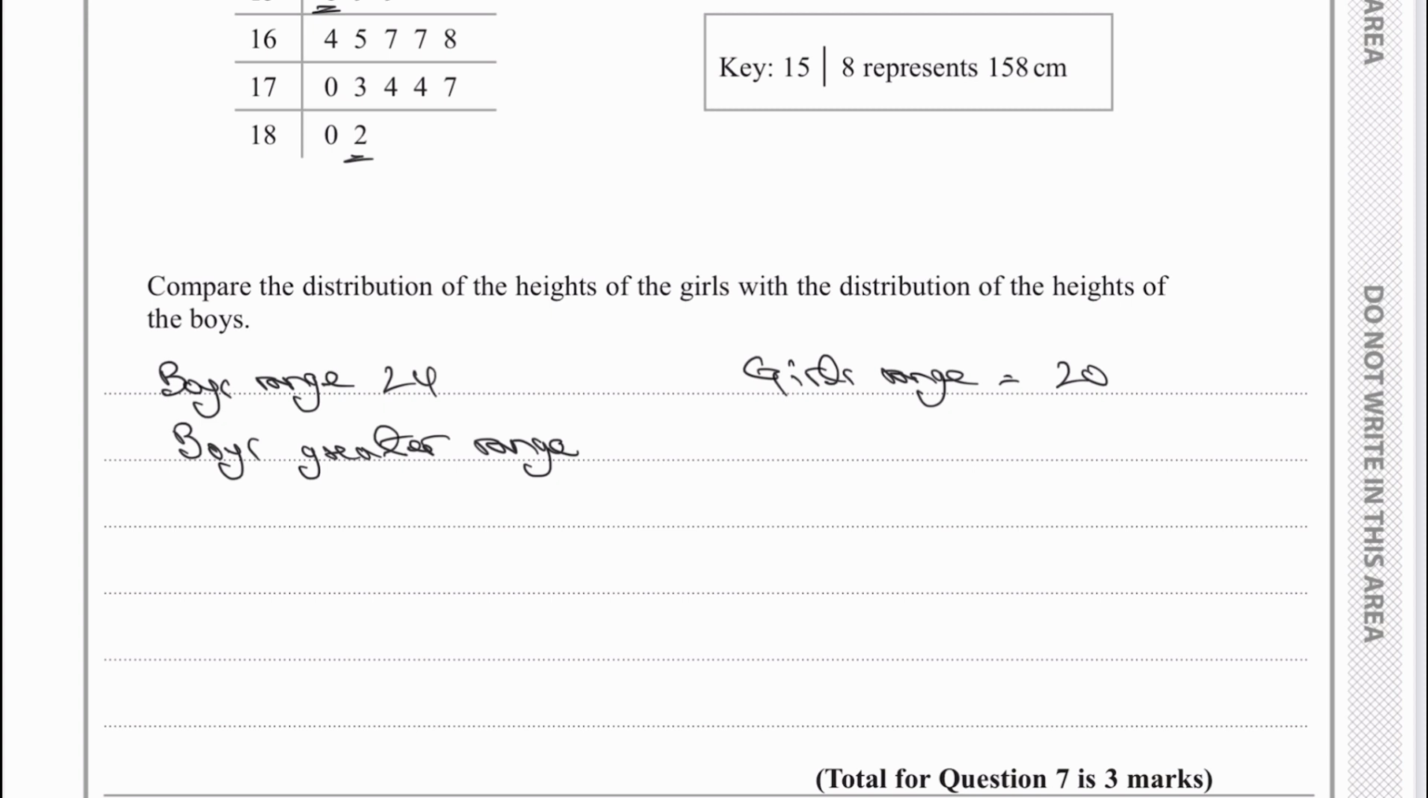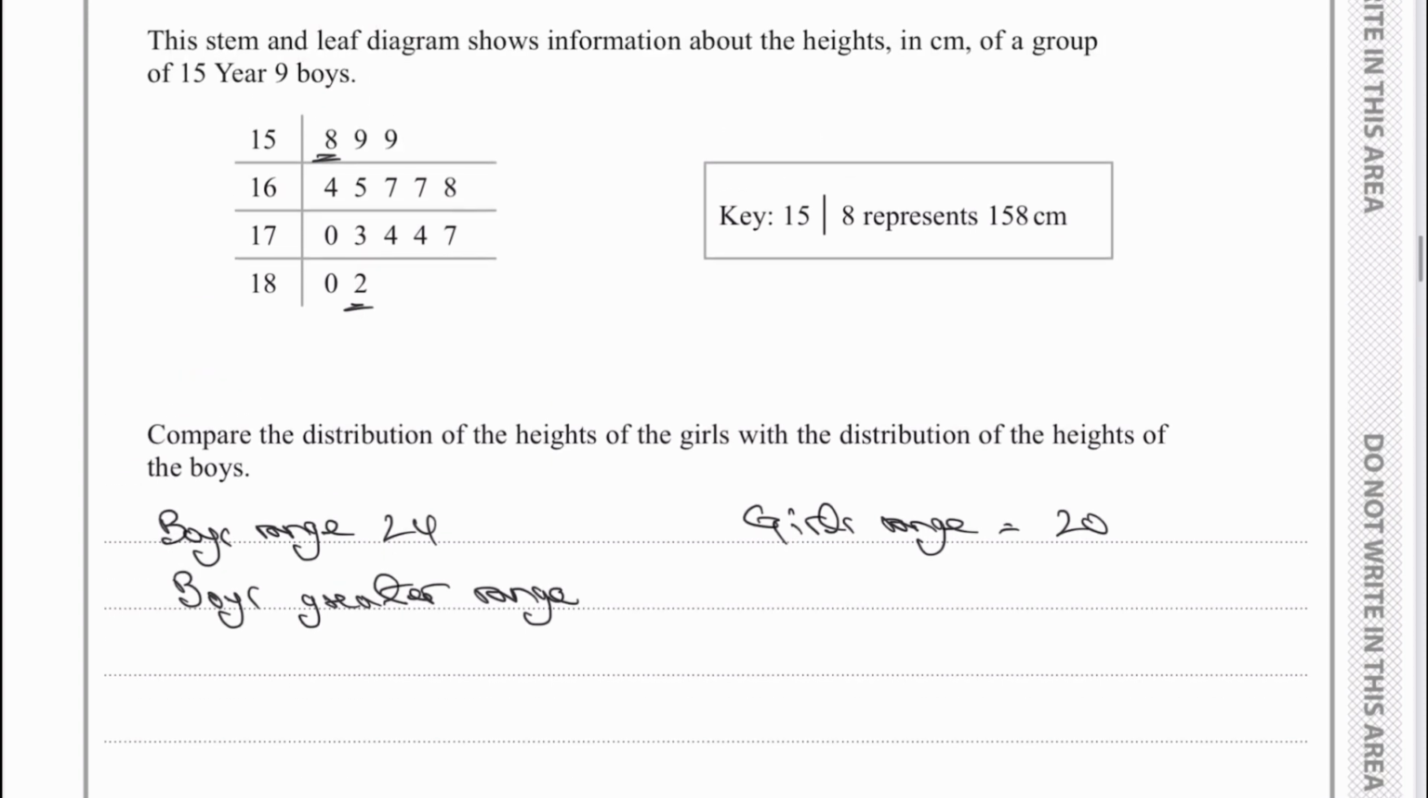Okay, so the next little bit is going to be the median value. So if we look at the stem and leaf diagram for the boys, I need the middle value for the boys. Now I happen to know that there's 15 of them. Okay, so therefore the median value is going to be equal to 1 plus 15 divided by 2, which is going to give me then the 8th value. Okay, so if I work across, I've got the 1st, 2nd, 3rd, 4th, 5th, 6th, 7th.